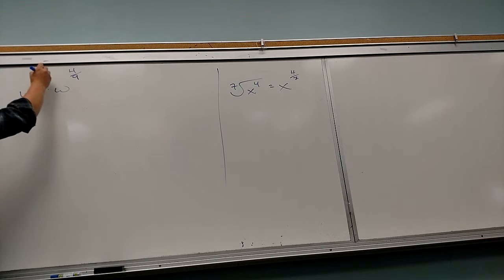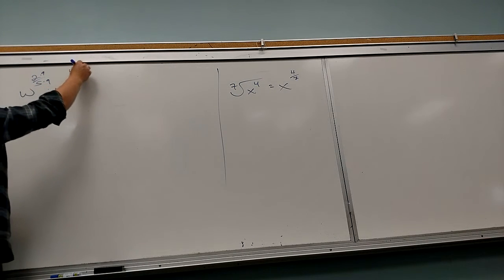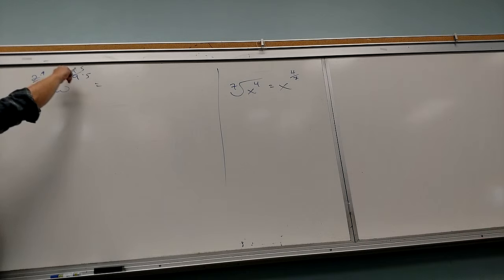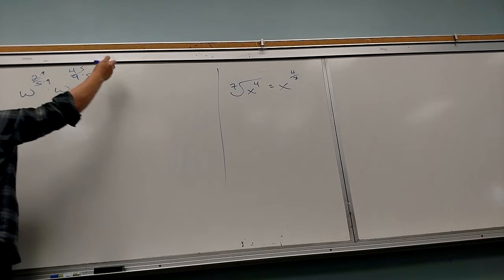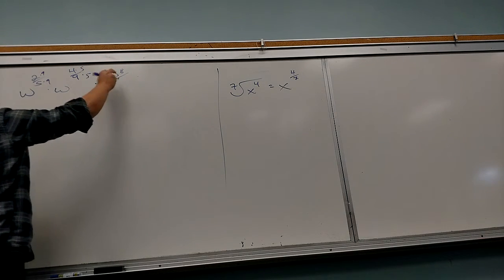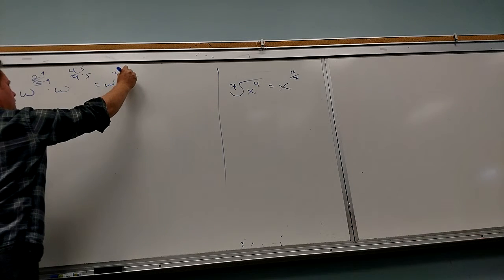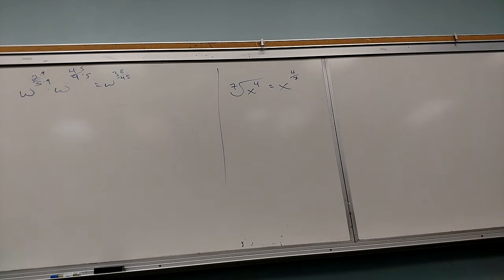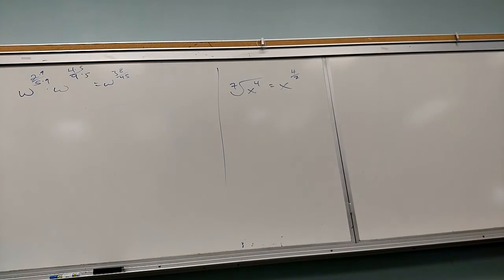So yeah, you're right. What is this guy getting? 9. This guy's getting 5. I get 18 plus 20. W to the 38 over 45. Is that cool? Okay. I like it. And of course, if I would have divided by W to a power, I have to subtract the powers. I still need the LCD.